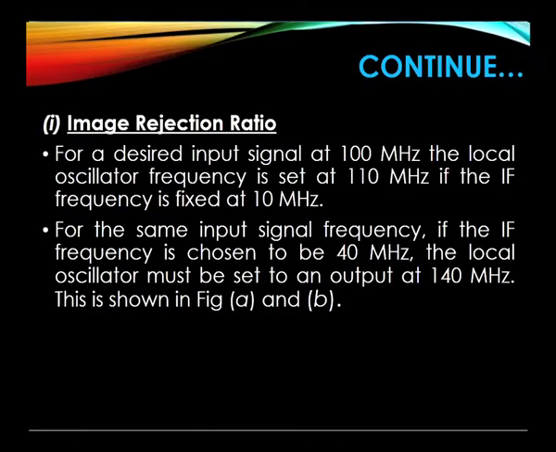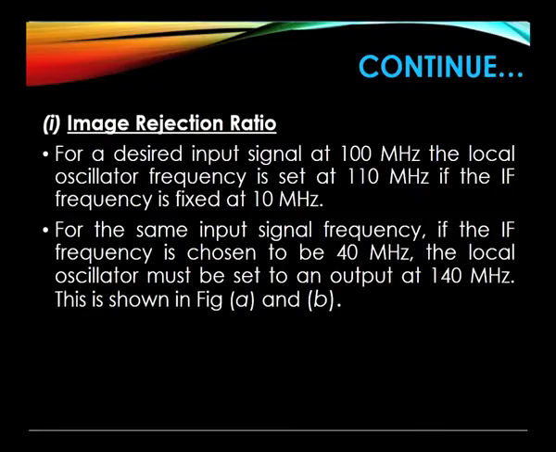As I said, the image ratio is defined as the ratio of the signal output of a station and the output of an image signal. This gives an image ratio, and it has to be maintained at a particular value so that we can avoid interference in the signal. For a desired input signal at 100 megahertz, the local oscillator frequency is set to 110 megahertz. We consider this as an example to understand image rejection better.